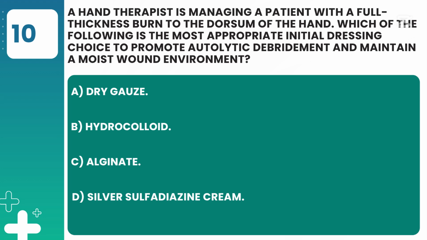Question 10. A hand therapist is managing a patient with a full-thickness burn to the dorsum of the hand. Which of the following is the most appropriate initial dressing choice to promote autolytic debridement and maintain a moist wound environment? A. Dry gauze. B. Hydrocolloid. C. Alginate. D. Silver sulfadiazine cream.